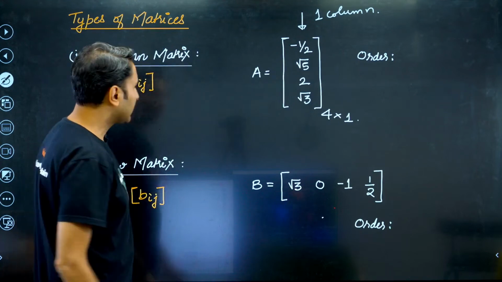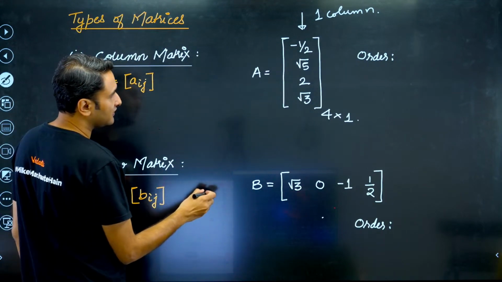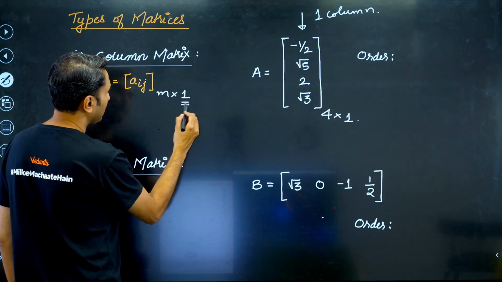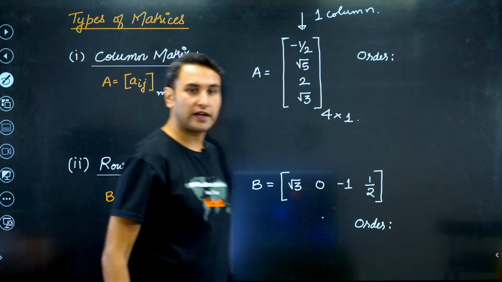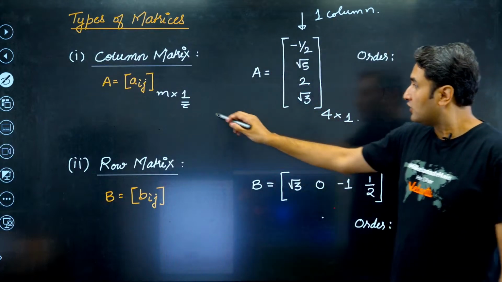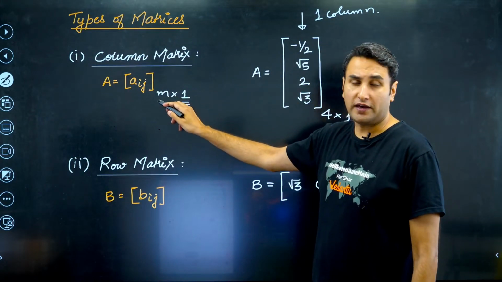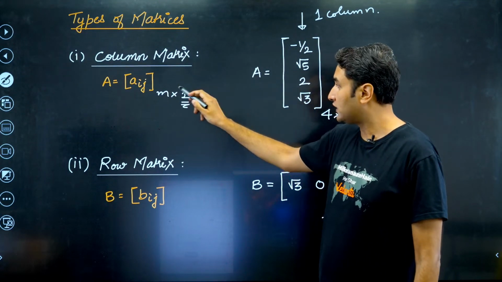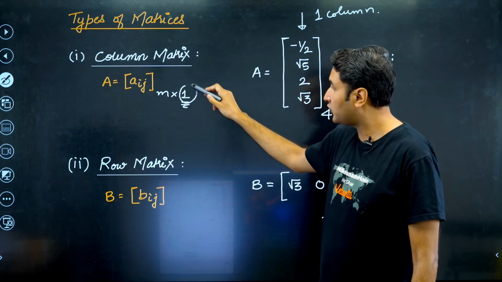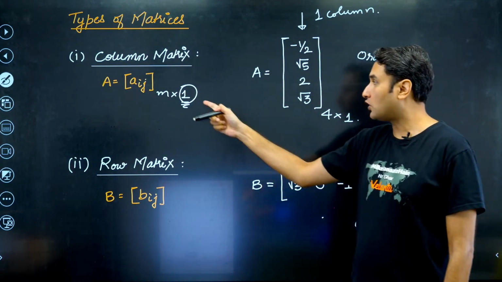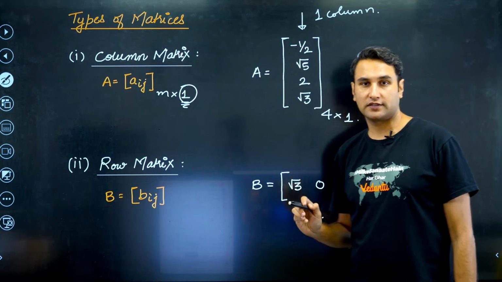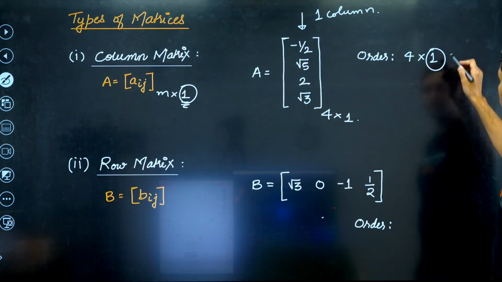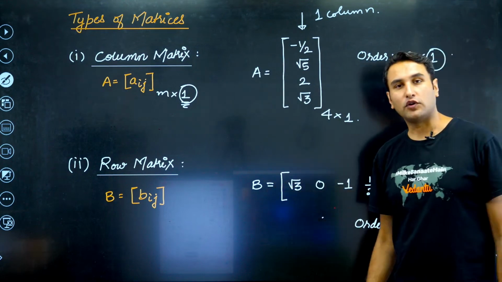In general, can I write the order of the column matrix as m into 1? You can have m number of rows, but m by 1. So when I say m by 1, the column for sure is 1, and when the column is 1, it is a column matrix. In this particular example, it is a 4 by 1 matrix. Column is 1.